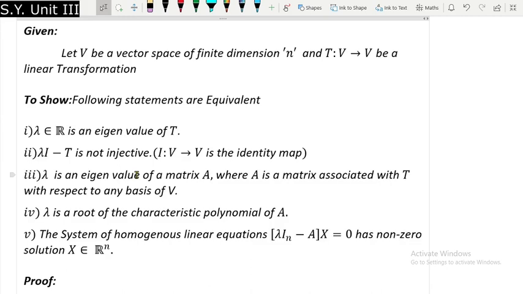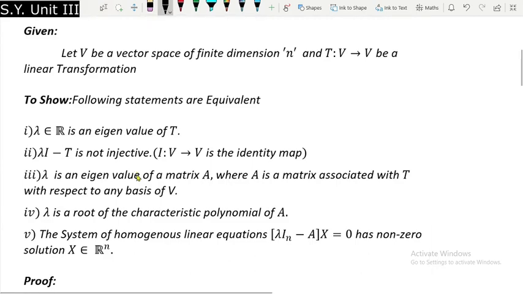So first of all I will assume that lambda belonging to R is an eigenvalue of T, and we are going to prove that lambda I minus T is not injective. Now in order to prove that lambda I minus T is not injective, I am going to take the help of a famous theorem that we have already seen. So which is that theorem?